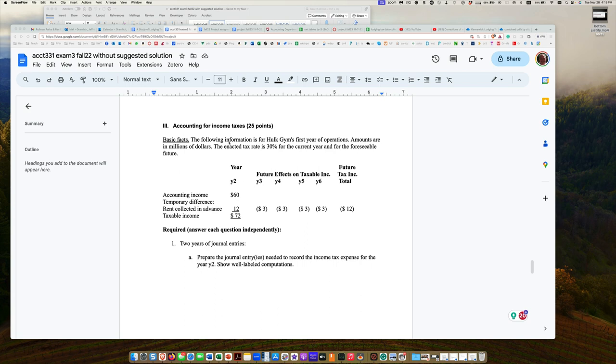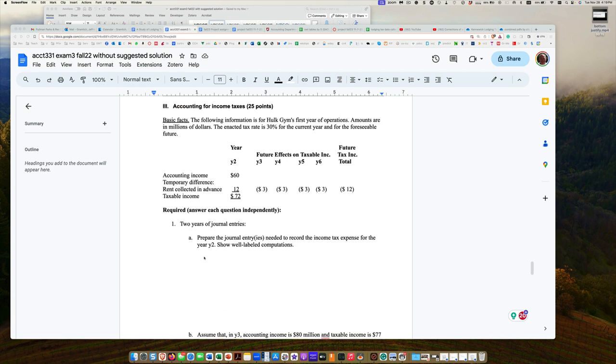The question is, the following information is for Hulk Gym's first year of operations. Amounts are in millions. The enacted tax rate is 30% for the current year and for the foreseeable future. This company has only one timing difference, or temporary difference: they received 12 million of rent in advance, and the Internal Revenue Code says you have to pay tax on that because you got it. That will flip around over the next 4 years because it's a four-year lease.